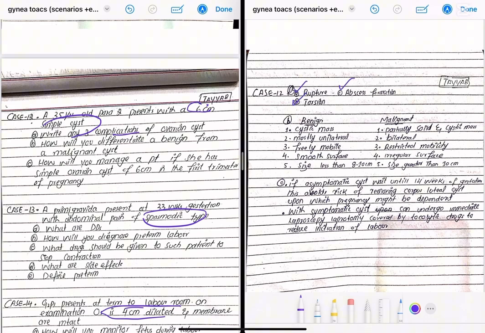Then, how will you differentiate a benign from a malignant cyst? Benign is a cystic mass, malignant is a partially solid and cystic mass. Benign is mostly unilateral, while malignant are bilateral. Benign are freely mobile, while malignant have restricted mobility, and benign have smooth surfaces, while malignant have irregular surfaces. The size of benign is less than 8 to 10 centimeter, while malignant is greater than 10 centimeter. So simply we can say that malignant tumors are more harsh than benign tumors.